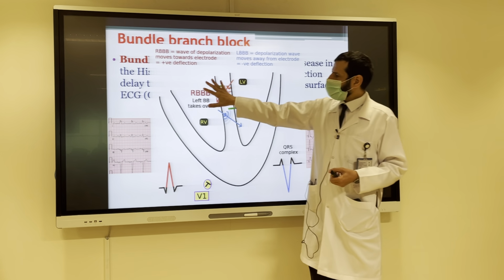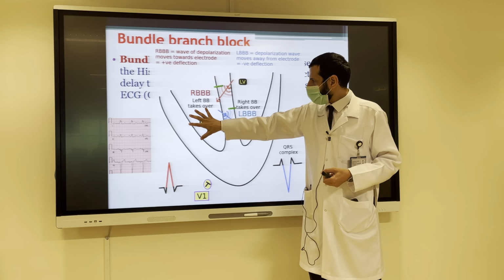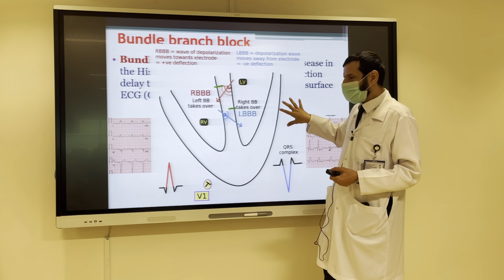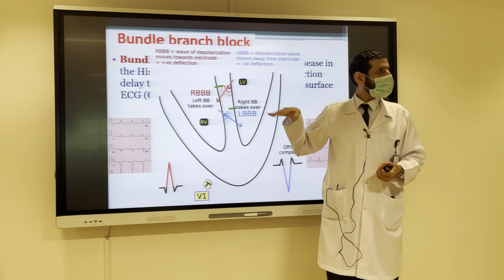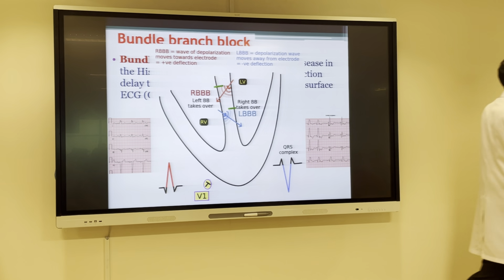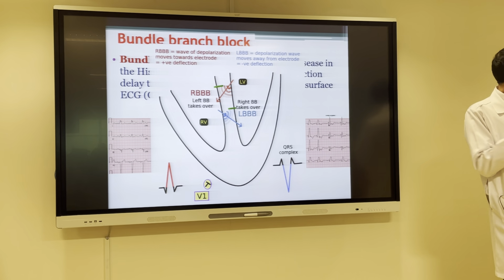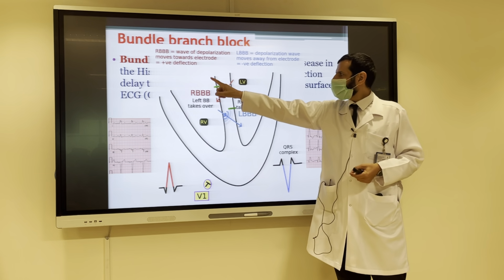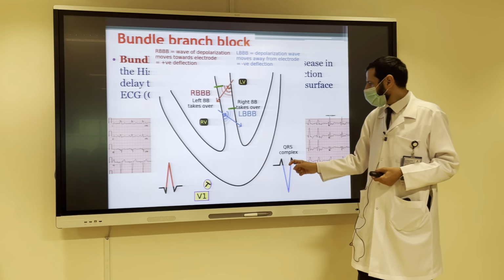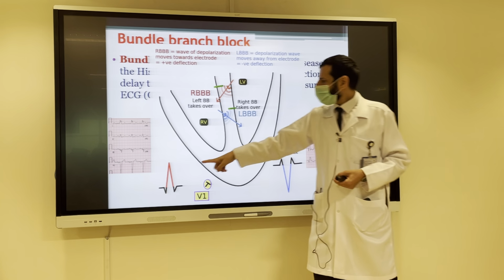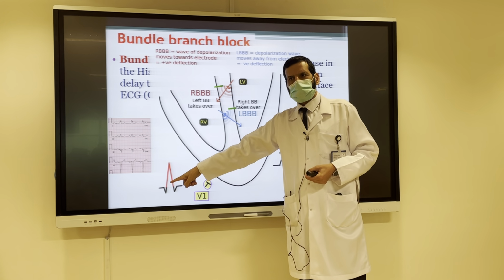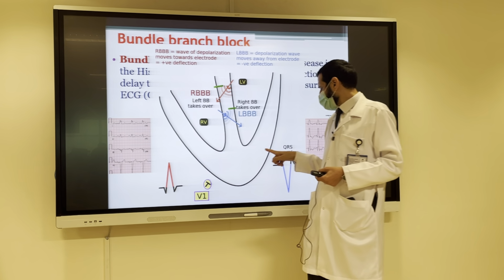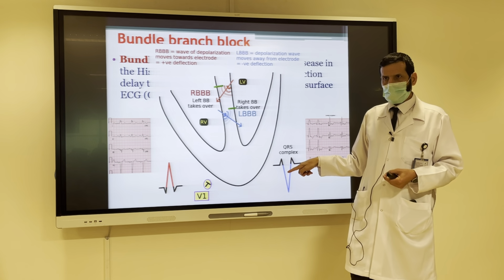In left bundle branch block, the right side is activated initially, then the activity spreads to activate the left side. So is the main force of activation anterior or lateral? Lateral. What do you expect V1 to be, positive or negative? It is moving away from V1. So that is why V1 is positive in right bundle branch block and negative in left. To remember it, right bundle, you have an R wave in V1. Left bundle, you have an S wave in V1.